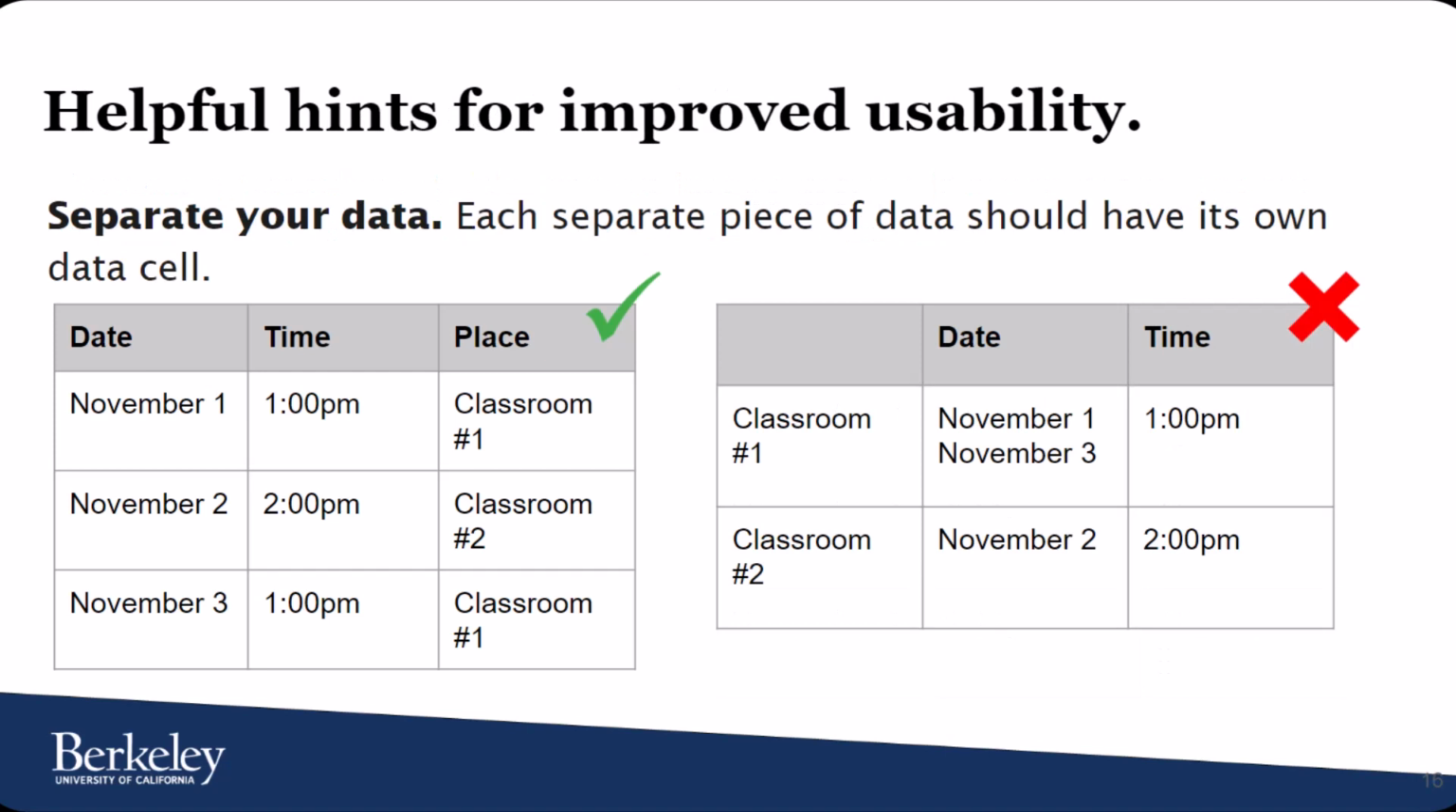Here are some helpful hints for improving the usability and accessibility of your data tables. First, separate your data. Each separate piece of data should have its own data cell. This makes it easier to navigate through your table and understand the relationship of the information. In this example, the data table on the left has a different cell for each piece of data, but the data table on the right does not. This will make it more difficult to read and interpret your information.